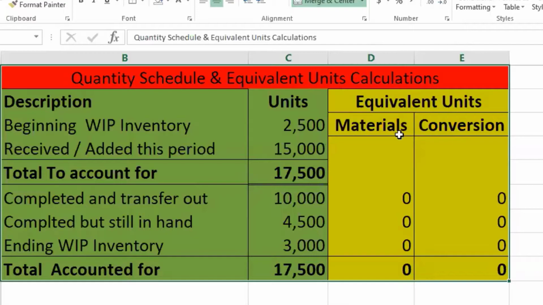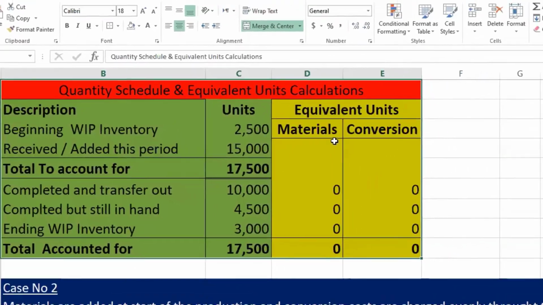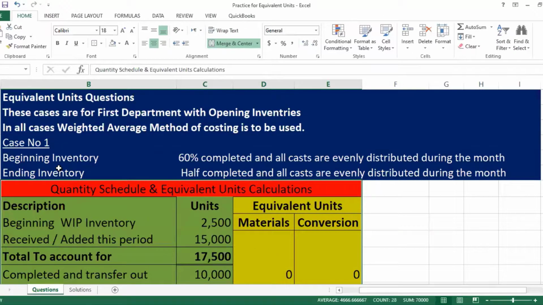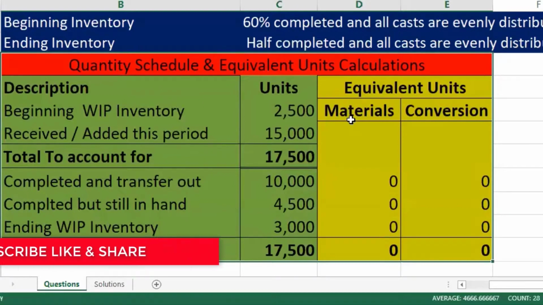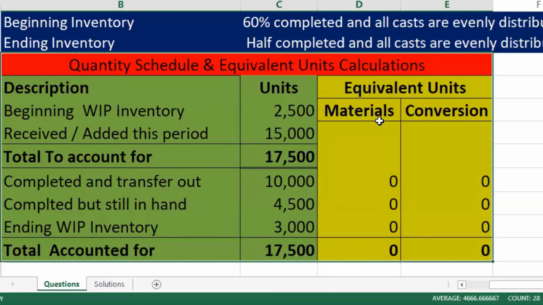For the calculation of equivalent units, if this is the first department, we will see what cost elements are given or what costs are added in the department. If it is so that material, labor, overheads, then we will make three columns. Because I have mentioned only two cost elements, that is material and conversion, I have mentioned two columns, that is materials and conversion. So I will calculate equivalent units for both of them, materials and conversion.